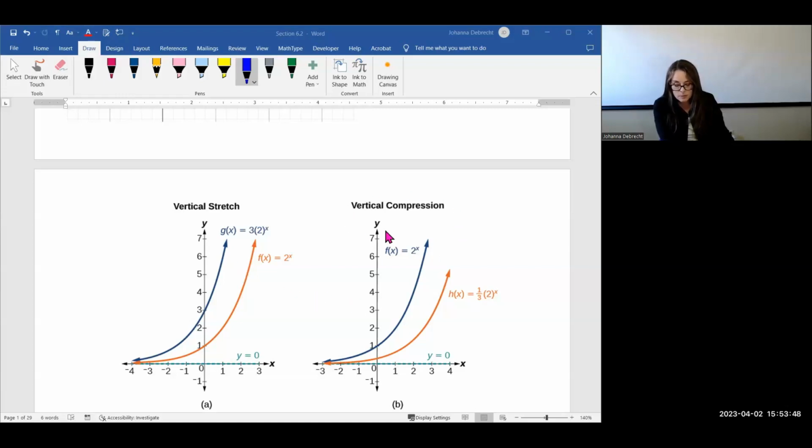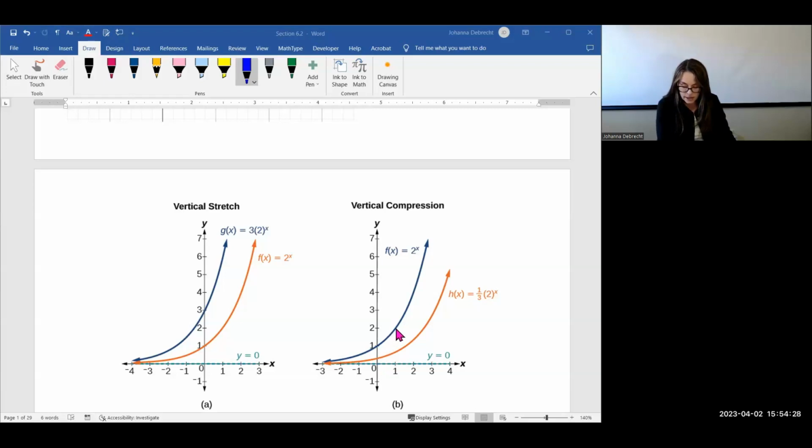When we look at a vertical compression, again, the initial value is positive, but the number itself is a proper fraction. So it's between 0 and 1. And this is actually going to compress the graph, like you're pushing it down. It's going to widen out a little bit. You're shoving it down, so it goes out this way. And so it doesn't go up as fast, and this is by 1/3. So this is a compression by a factor of 1/3. So instead of crossing at (0, 1), it will now cross at (0, 1/3 of 1), which is 1/3.